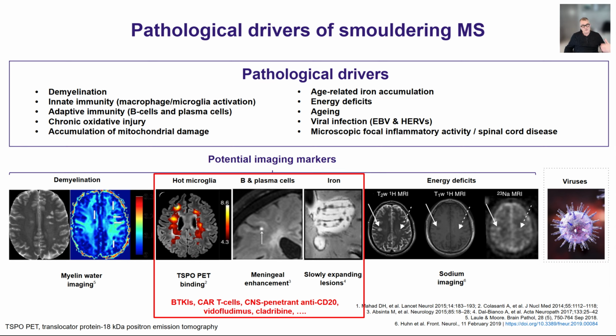And this is why we are moving into a phase now where we are trying to develop targeted CNS penetrant therapies. And you will almost certainly have heard about the BTK inhibitors. I'm very excited about CAR T cells targeting B cells, and I'll talk a bit later about CNS penetrant anti-CD20 monoclonal antibodies. A second generation dihydroorotate dehydrogenase inhibitor, vidofludimus, is quite exciting because it seems to be more CNS penetrant than teriflunomide. And we probably have one already, cladribine. Cladribine, as you know, is a small molecule inhibitor that predominantly targets B cells. And we now have quite an extensive data set showing you that it's targeting some of the processes driving smoldering MS.